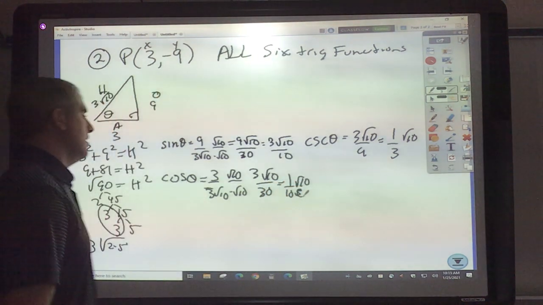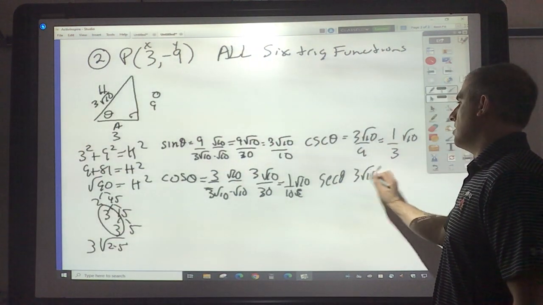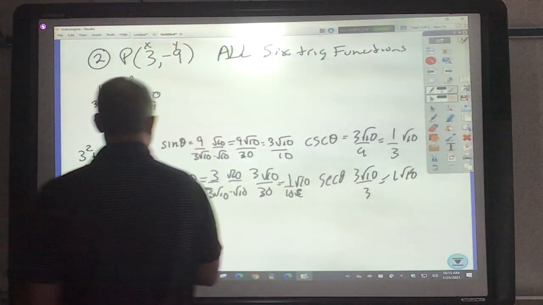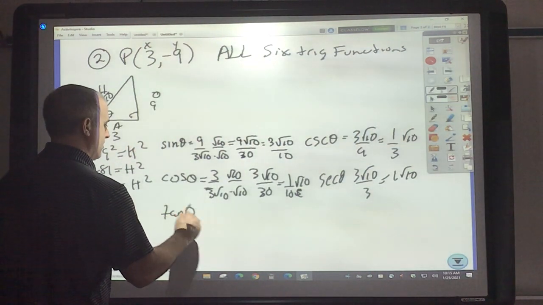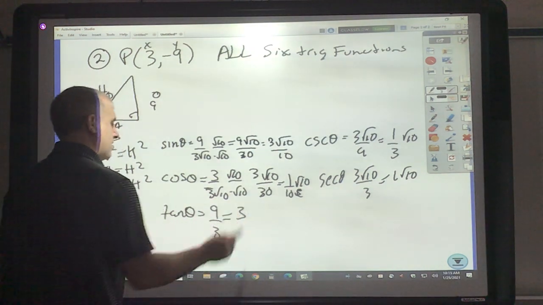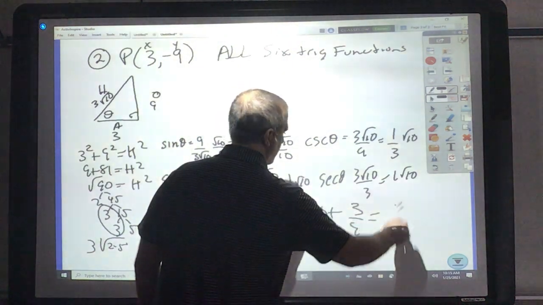Secant, flipped over, would just be 3 square root of 10 over 3, which is 1 square root of 10. Tangent is 9 over 3, which is 3. And cotangent is 3 over 9, which is 1/3.